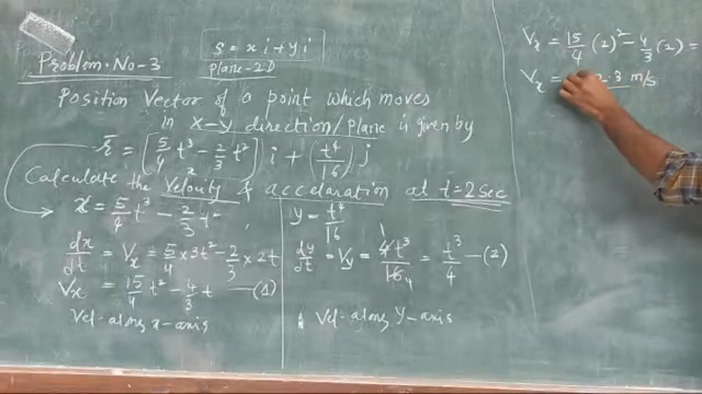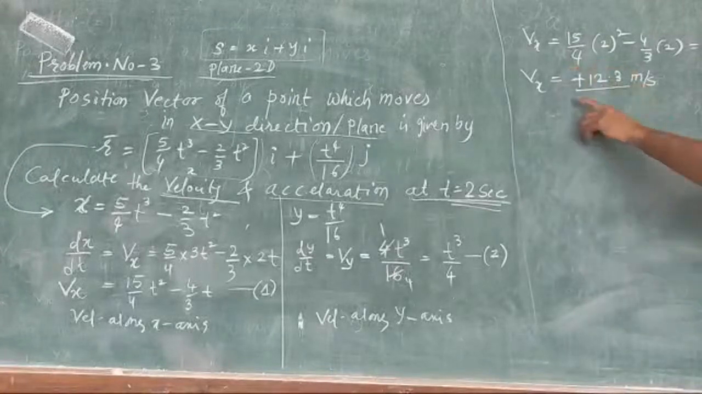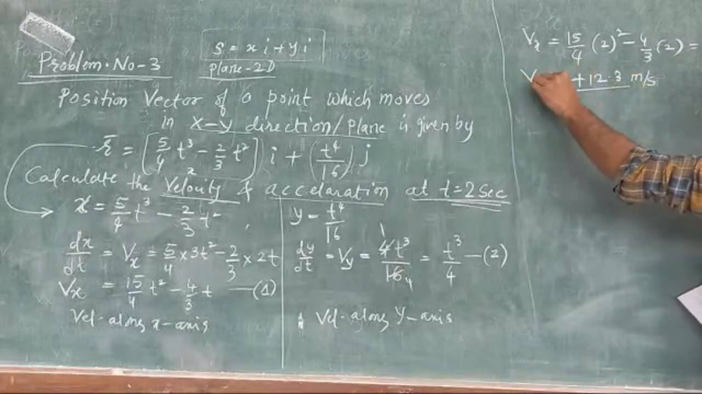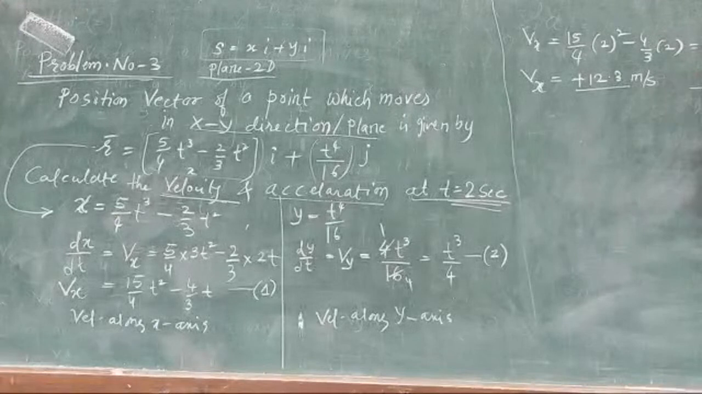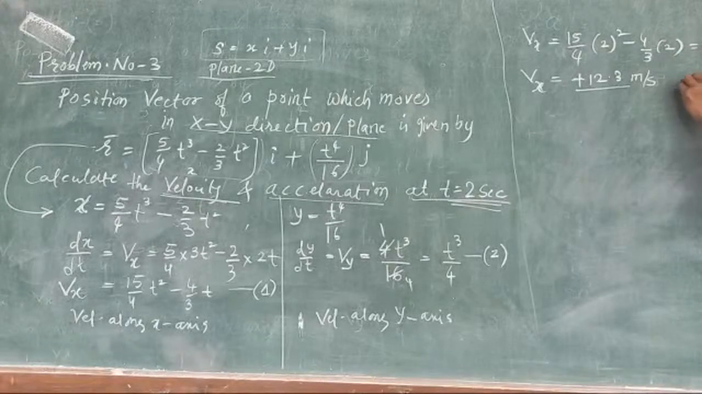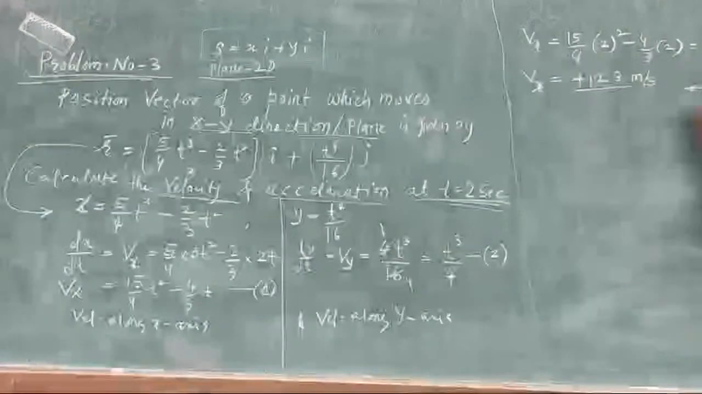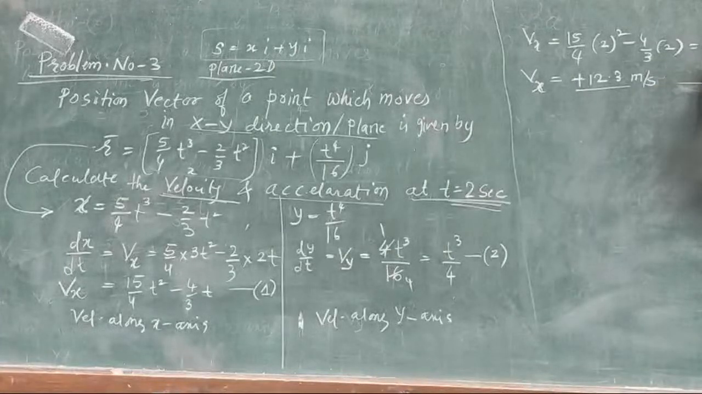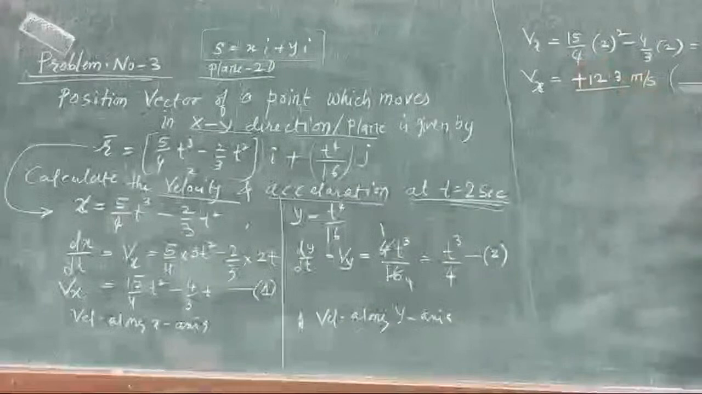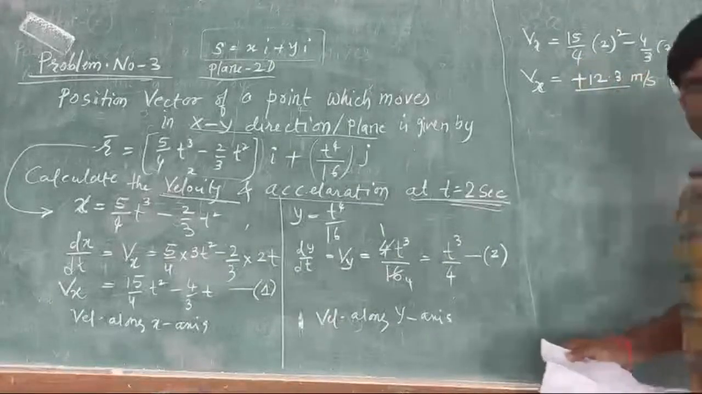So where this plus indicates the velocity which is moving in the x direction towards the right side. As you know, when the object moves along the x, this will be plus and this will be minus. So now I can say that the velocity is moving along the x-axis towards the right side. So this will be the direction of the velocity and the magnitude will be 12.3. Hope this is visible to you.